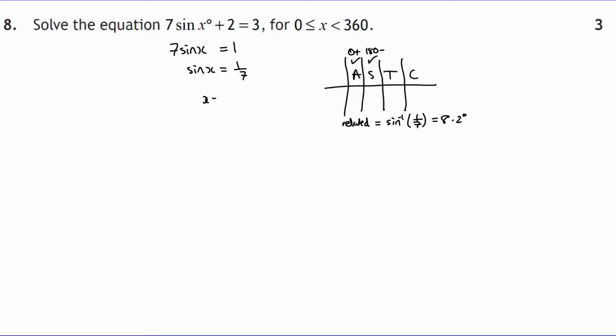So the first answer is just 0 plus. So 0 plus 8.2 is 8.2 degrees. The second answer is 180 minus 8.2. So 180 minus gives us 171.2 degrees. And that's our 2 solutions for that trig equation.